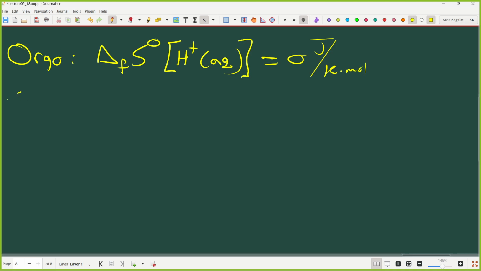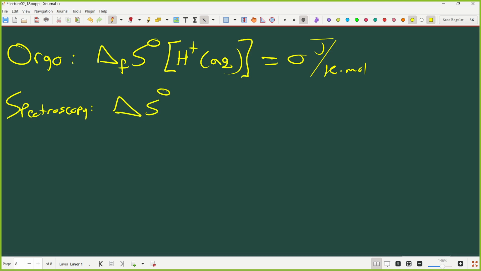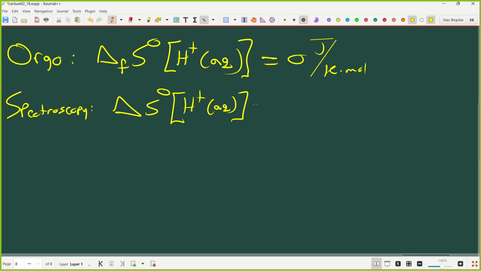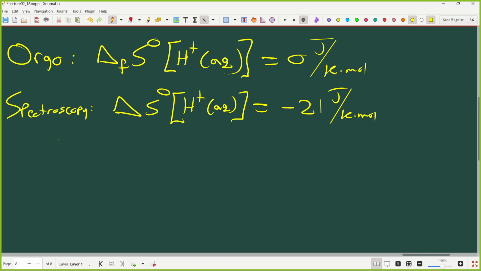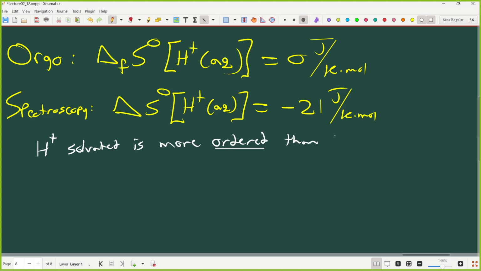But spectroscopy shows that the entropy of formation of a hydrogen atom, of a proton in aqueous solution, an acidic proton, is minus 21 joules per Kelvin per mole. The system orders. What that means is that H plus solvated is more ordered than the bare liquid.